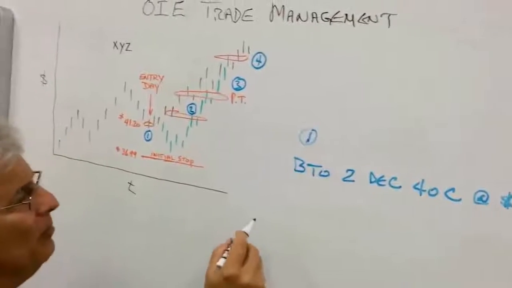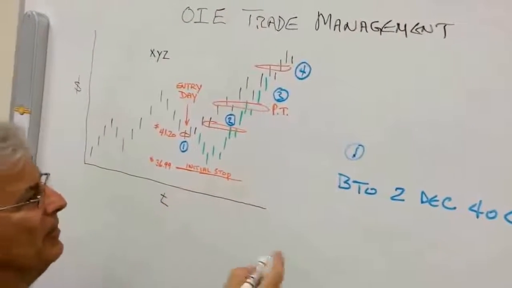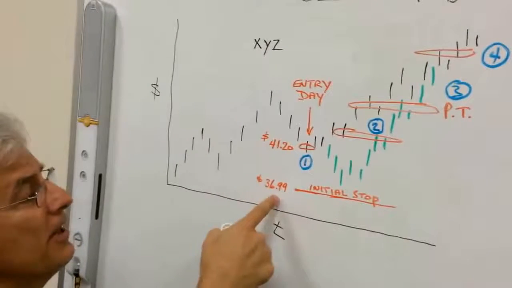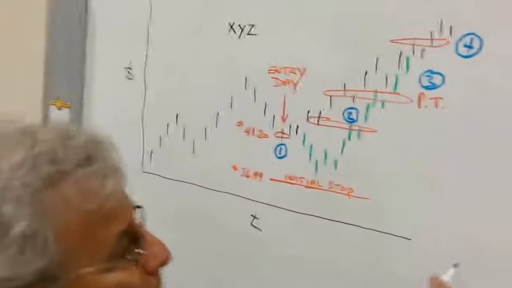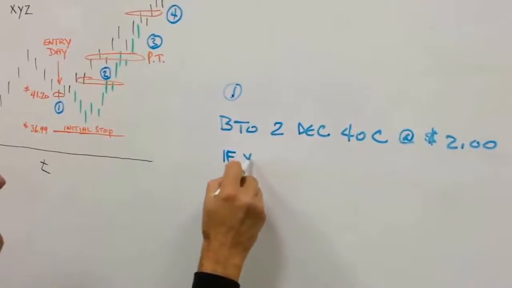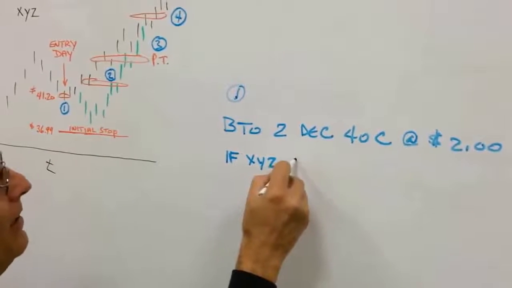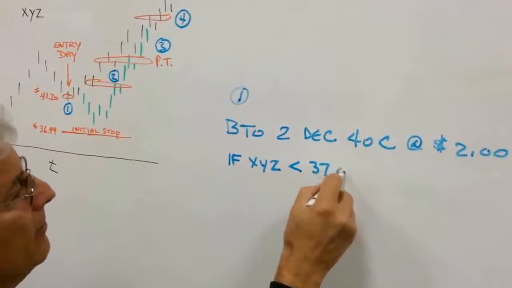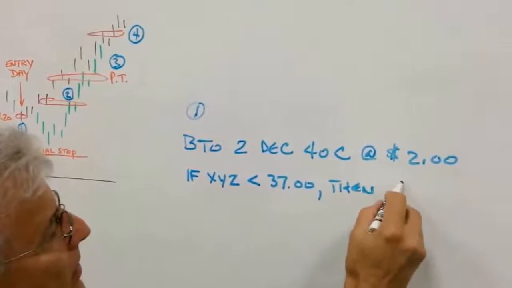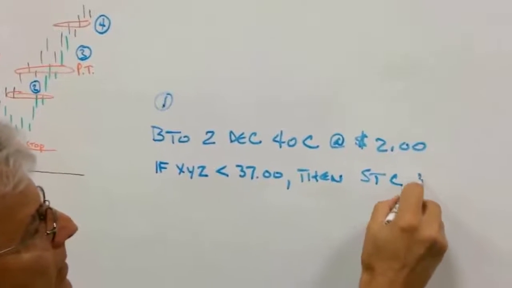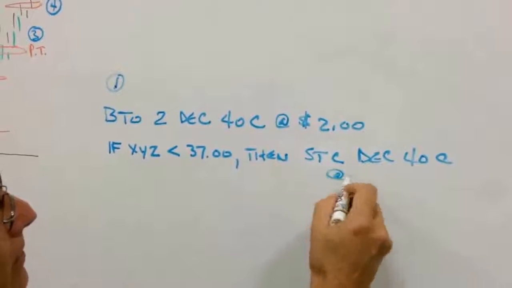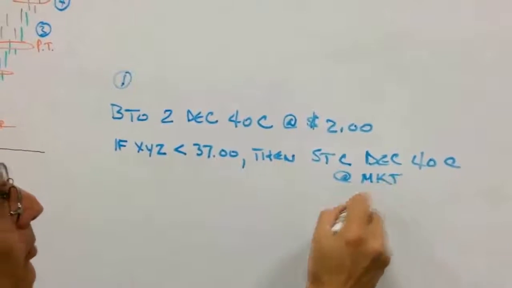Now at the same time, we want to load in our trailing stop. And the software in this example, let's say, said the initial stop was at $36.99. So what we're going to do is say if XYZ is less than $37, then sell to close the December 40 call at market. Because at that point, we want to be out.